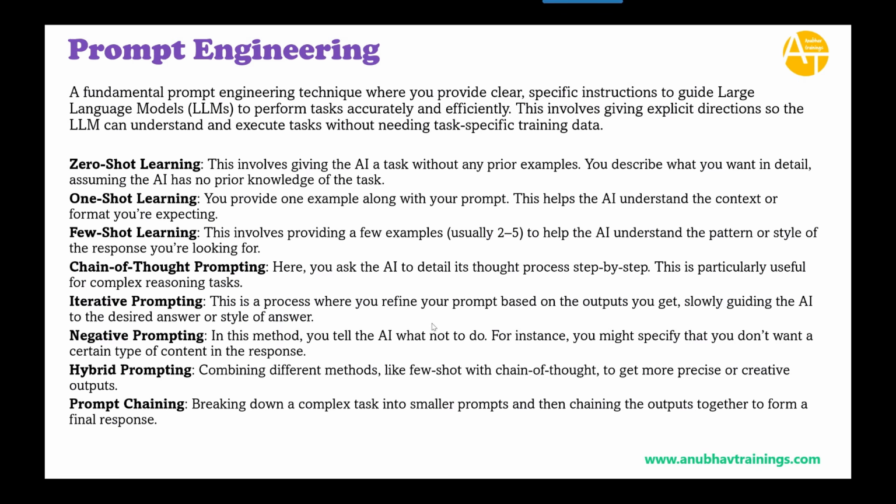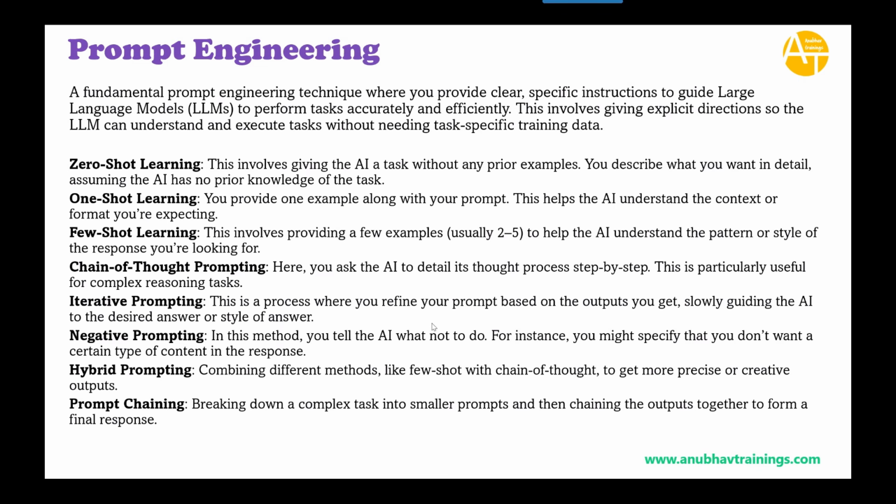Now we have different types of prompts. Zero shot learning involves giving AI a task without any prior example. So you describe what you want in detail, assuming the AI had no prior knowledge of the task. So in this case, the output might be inaccurate or incomplete. Then you have one shot learning, where you provide one example to the AI in your prompt, and then the AI will try to understand the context and the format in which you are expecting the response.